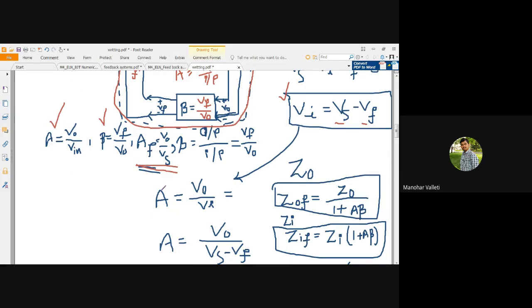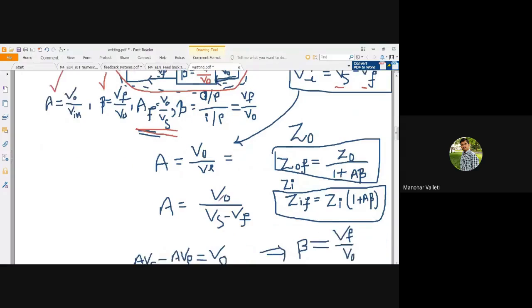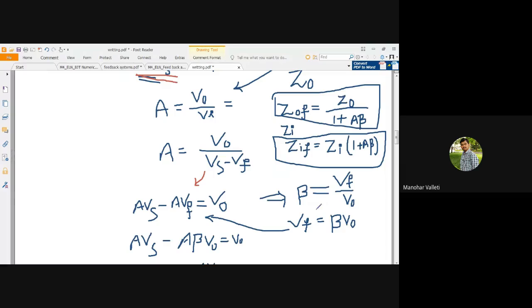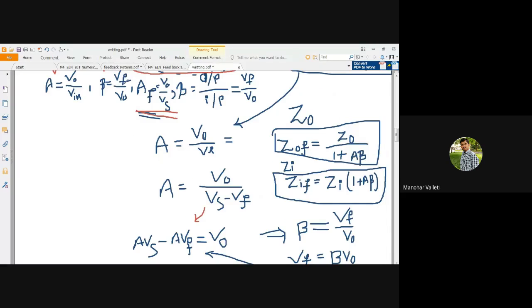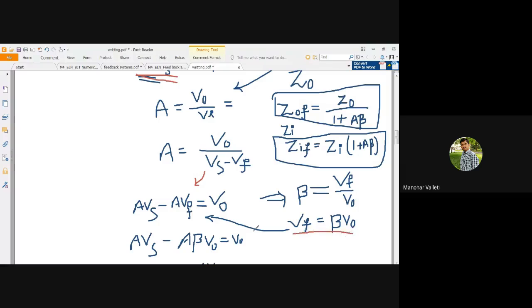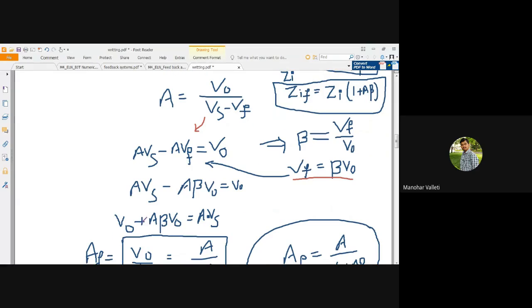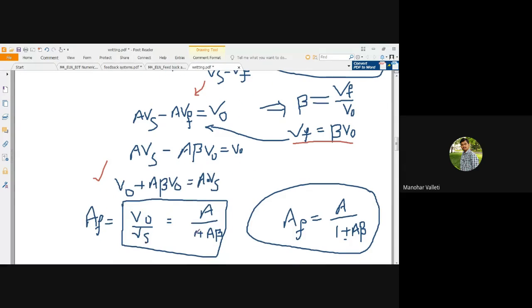To find AF, we will use the definition of A, which is V naught by Vi. Substituting the Vi value, A equals V naught by (Vs minus Vf). From this you write AVs minus AVf equal to V naught. But you already know beta equals Vf by V naught, so Vf equals beta V naught. Substituting and rearranging, bringing V naught to one side and Vs to the other: V naught plus A beta V naught equals AVs. From this, V naught by Vs equals A by 1 plus A beta.